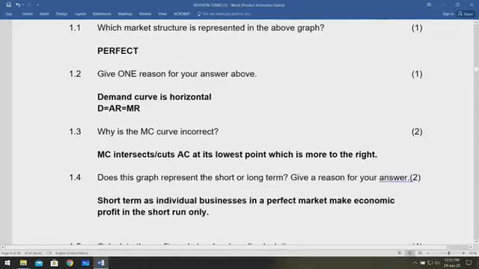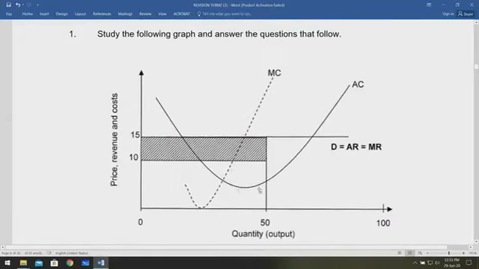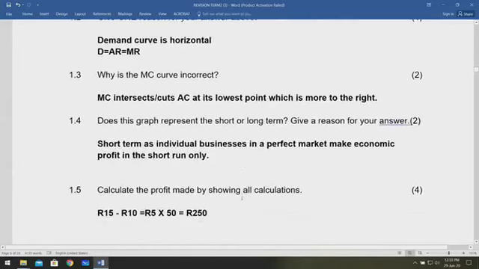Right. Does this graph represent the short or long term? And give a reason for your answer. If you look at this, this business is making an economic profit, and if I remember my characteristics of a perfect market, one of the characteristics is that they make economic profits in the short run, not in the long run. So because this is a graph depicting economic profit, that is how I know that this is the short run and not the long run.